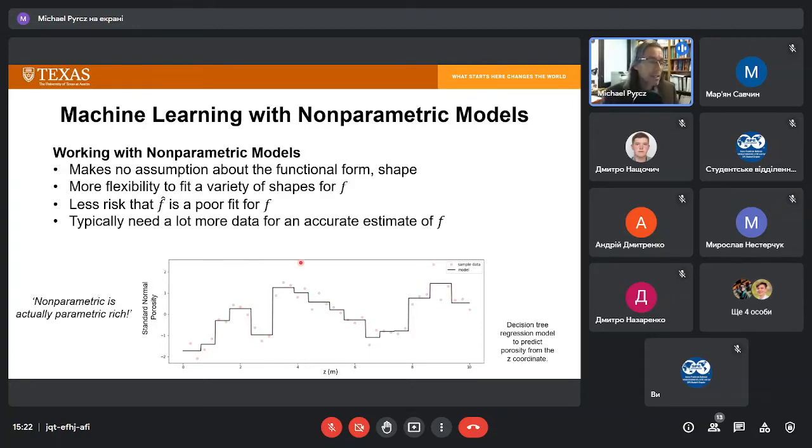The problem is that when we have non-parametric models, they in fact are parameter rich. They have many parameters. This decision tree model, every one of these transitions is a parameter. Every one of these values here is a parameter. So it's 1, 2, 3, 4, 5, 6, about 20 or more parameters. So that's quite a few parameters with very few data. And so that can be very dangerous. You need more data to estimate a non-parametric model.